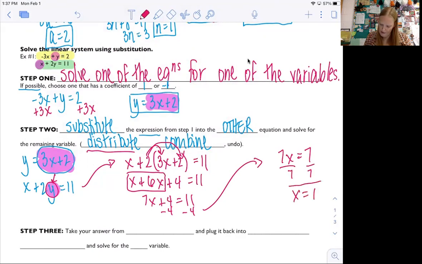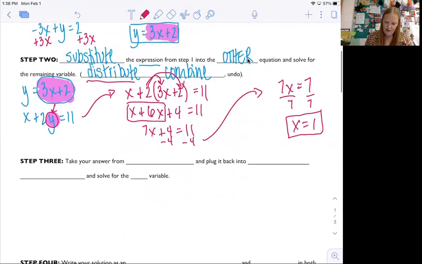Okay, it's a pretty good indication that you're on the right track if you're getting integer answers, so positive or negative whole numbers. All right, if that part didn't make sense, hit pause, go back and watch it again, or ask for help. Okay, so guess what? The solution to a system of equations is an ordered pair. We just found the first half of the ordered pair. It's 1 comma something. If we know one of the variables, how do we find the second one? We plug it back in, right?